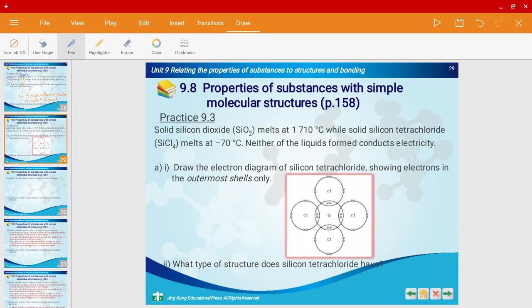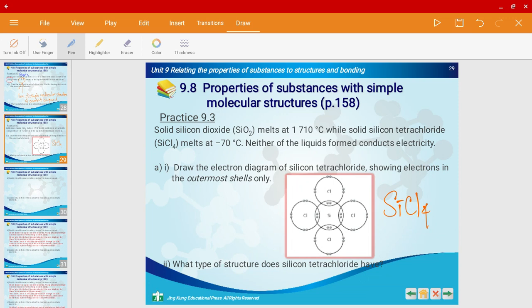I'll show you the drawing now. Over here is the electron diagram of silicon tetrachloride. Silicon has 4 outermost shell electrons, and chlorine has 7 outermost shell electrons. You'll see that they share their electrons in this way. So this is SiCl4.